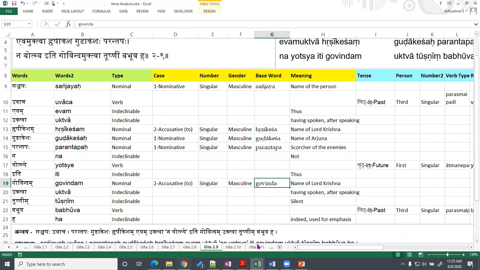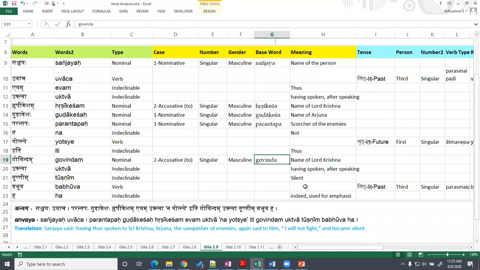And this is also another aspect: Arjuna became silent, having spoken whatever he had to speak. He has surrendered, and after that, he is prepared to listen.